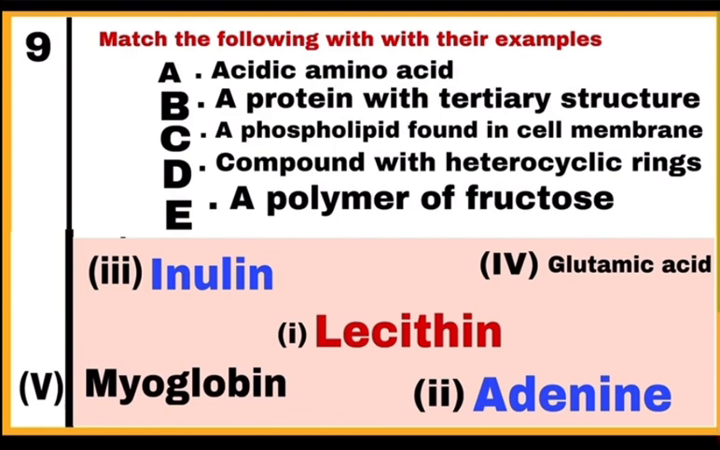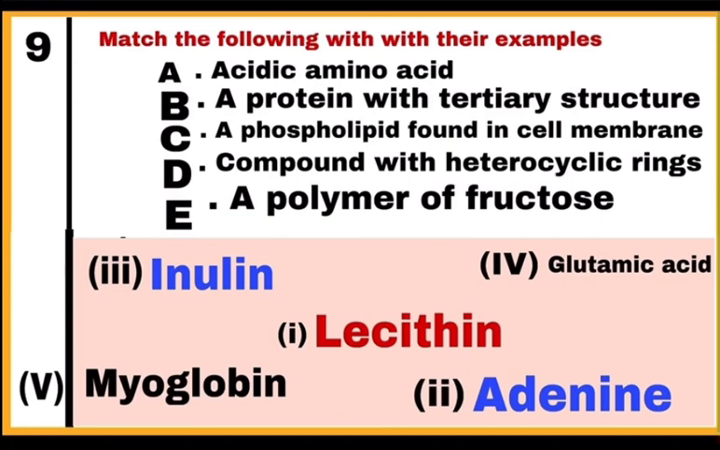Number 9. Match the following with their examples. A. Acidic amino acid. Glutamic acid is the example of an acidic amino acid. B. A protein with tertiary structure. Myoglobin is a protein and it has got the tertiary structure. C. A phospholipid found in cell membrane. It is lecithin which is found in cell membrane and is a phospholipid.